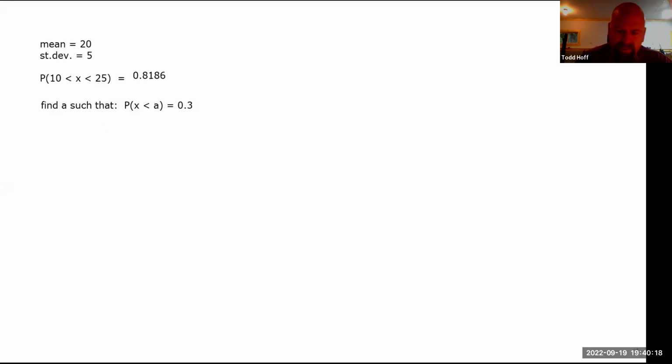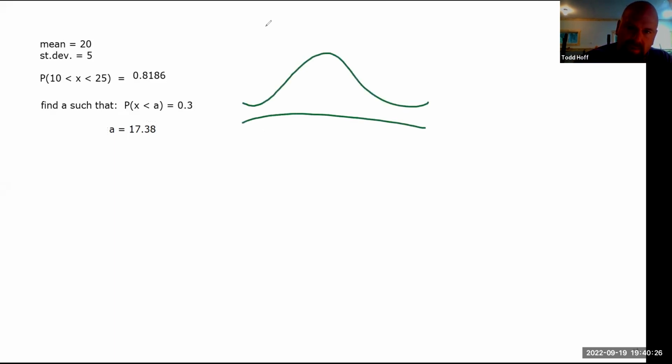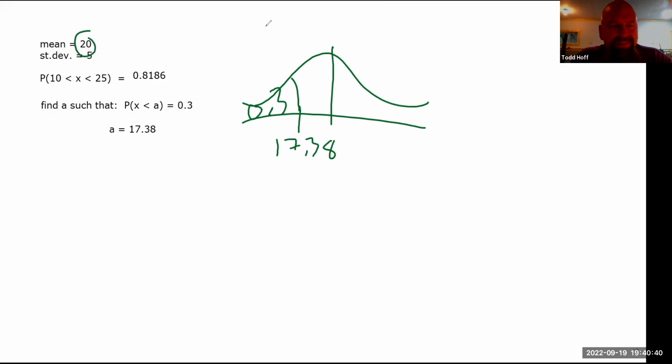So A equals 17.38. What does that mean? Well, again, that's going back to our curve. The probability to the left here of 0.3, it's saying this value is 17.38. It makes sense because the center would be 20 because that would be the mean. So 0.3 is off to the left of that. So 17.38 makes sense.